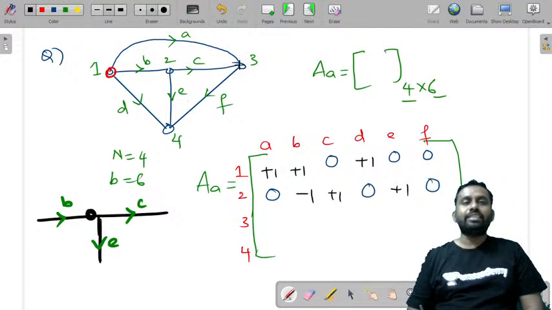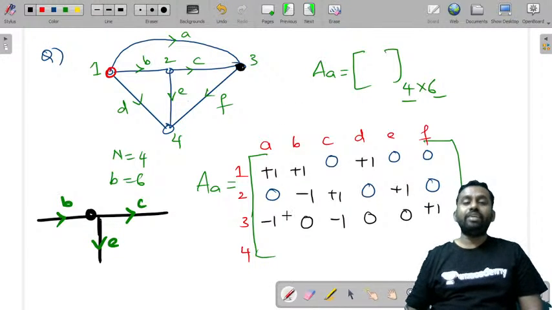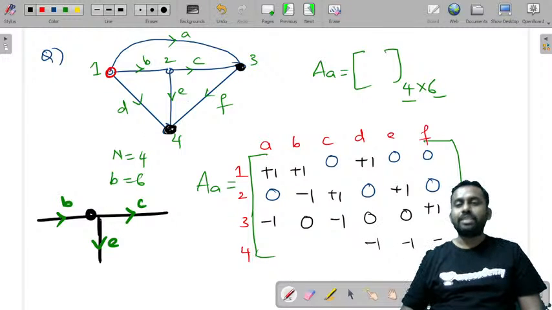Now let us consider the third one. Directly from here, A is coming towards it, so it is -1. B is not connected to it, so 0. C is coming towards it, -1. D, there is no connection. There is no E connection either, and F is away, so it is +1. Away is +1, towards is -1. If you consider the fourth node, D, E, F are all coming towards it. Coming towards is always -1, and A, B, C are not connected, so they are 0.